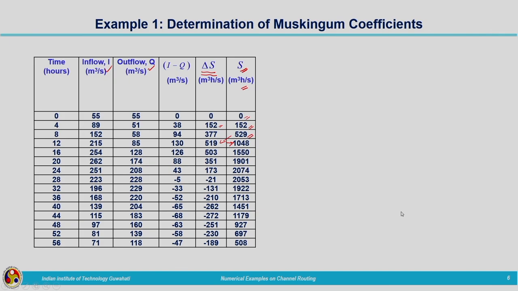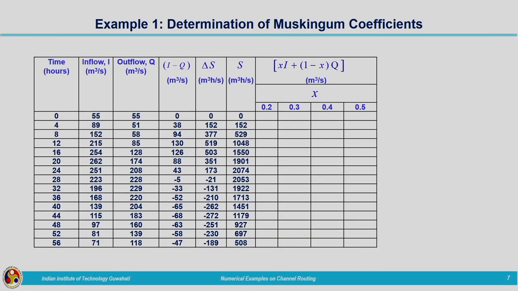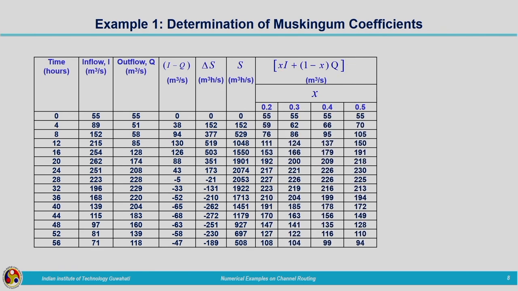So, we will calculate the value corresponding to xI plus (1 minus x) multiplied by Q. For that, we are going to assume different values for x. The range corresponding to x is 0 to 0.5. We are going to consider x is equal to 0.2, 0.3, 0.4 and 0.5. By substituting these values in this expression, we can calculate the corresponding value of xI plus (1 minus x)Q. So, first we will substitute x is equal to 0.2, we will get the values corresponding to that. After that, 0.3, then 0.4 and 0.5. So, those values have been calculated and listed here in this table.